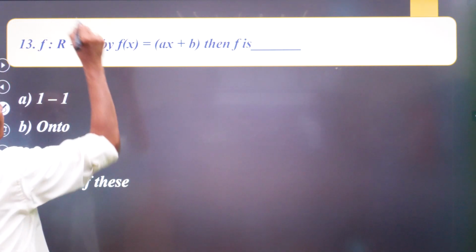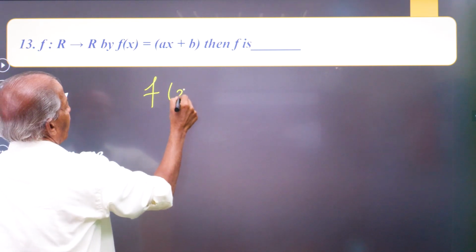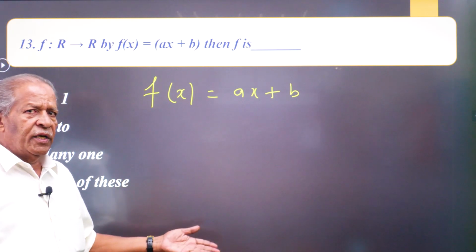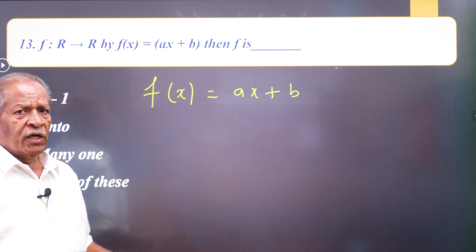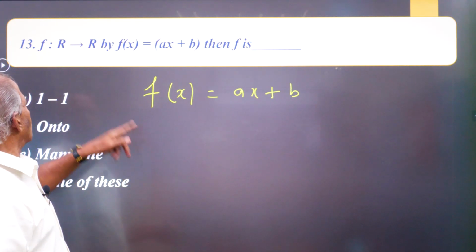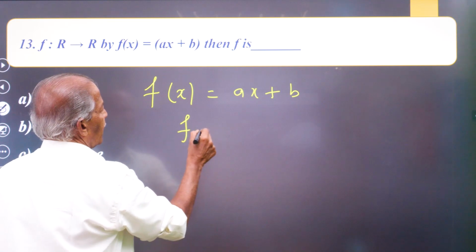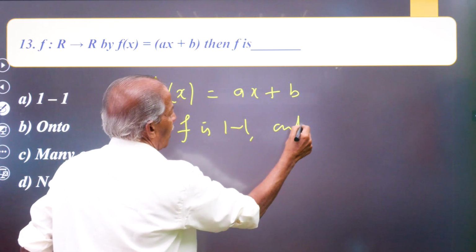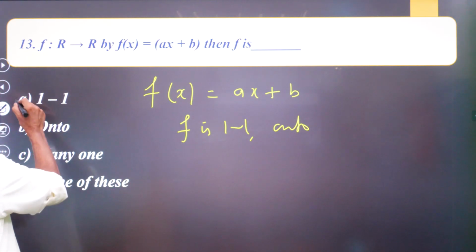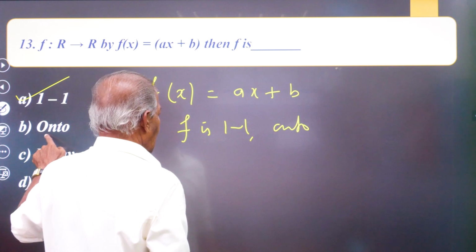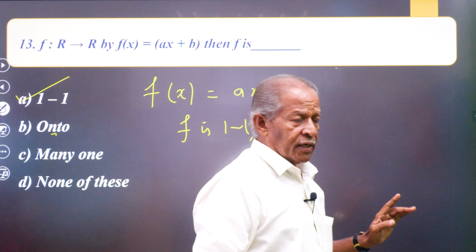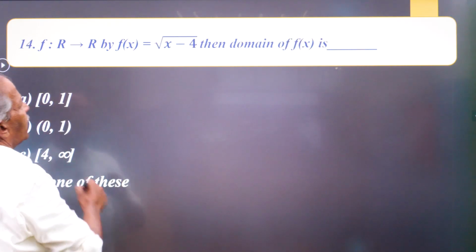13th problem, this is an extension of this. It is a general case of this. f of x equal to ax plus b. It is also a linear equation. Just now we discussed that a linear equation, a first degree equation, always represents a straight line. It is one-one and also onto with respect to the domain. Clearly, f is one-one onto. Already we discussed this well-known result. One-one onto, many-one. Among these, A is the only correct answer. Onto is also a correct answer, but we are choosing any one. Therefore, A is the correct answer. We tick it. So, I am going for the next one, 14th problem.